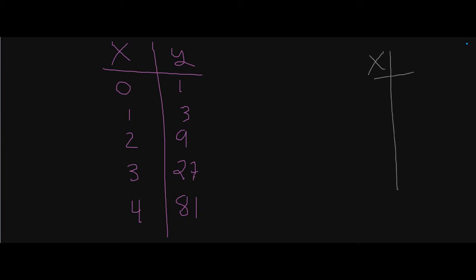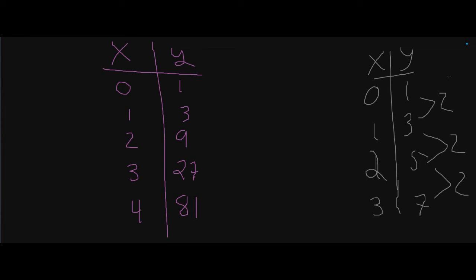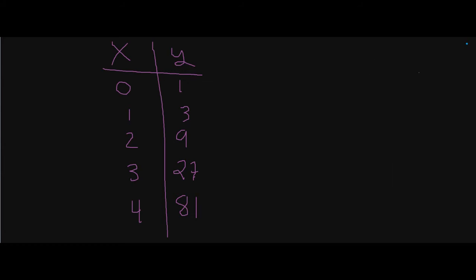Think about this scenario here. You have a linear equation like this. Let's say 0 to 1 and then 1 to 3 and then 2 to 5 and then 3 to 7. This would be a linear equation because 3 minus 1 is 2, 5 minus 3 is 2, and 7 minus 5 is 2. So it's increasing by 2 every time. So our slope is 2 and our y-intercept is here at 1. So the purple table that I have listed is not a linear equation.